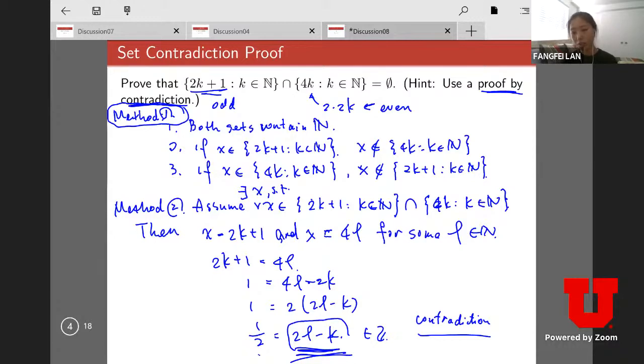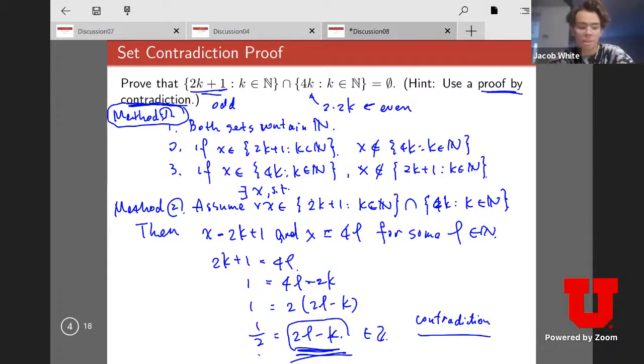Yes, so there's a question in the chat that says, where did integer come from? When you subtract two natural numbers, you don't always get a natural number, right? Natural numbers don't have the property of closure when it comes to subtraction. And natural numbers are also integers, right? Natural numbers are just non-negative integers.